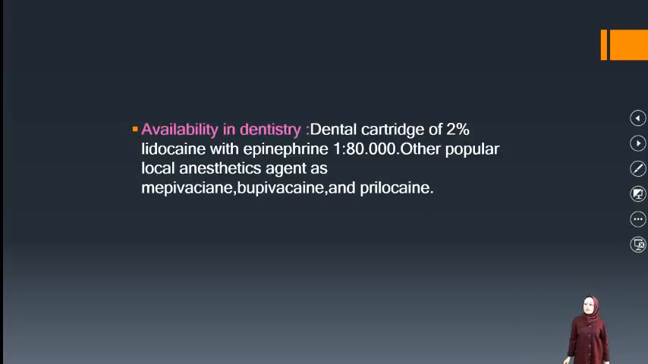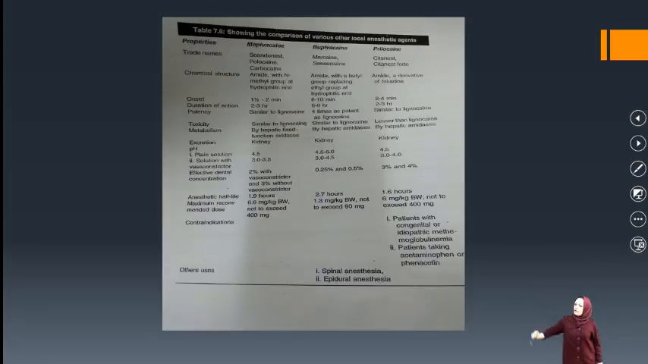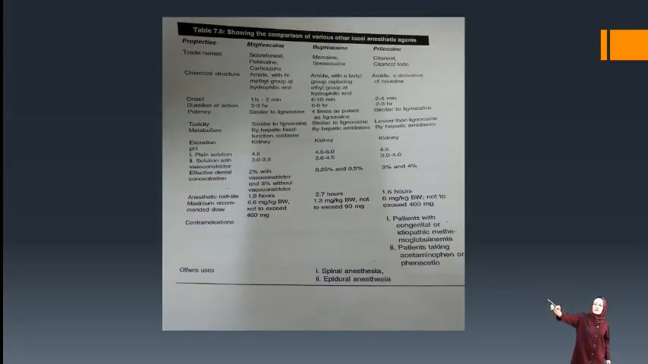Availability in dentistry: dental cartridge of 2% lidocaine with epinephrine, 1 to 80,000. Other popular local anesthetic agents are lignocaine, bupivacaine, and prilocaine. This is a table showing the comparison of various other local anesthetic agents.